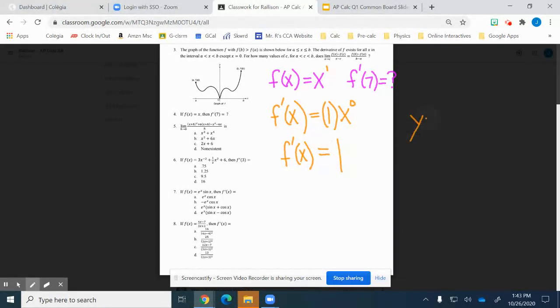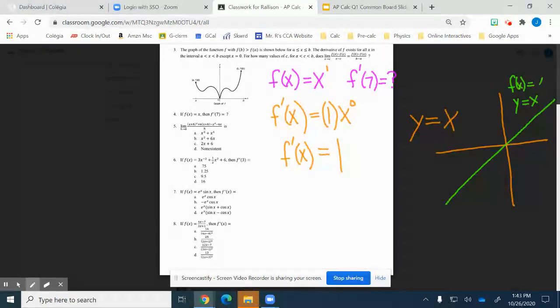Which makes sense, because the line defined by y equals x, what does that line look like? It's just this, right? That's y equals x right there. That's the same thing as saying f of x equals x. Either way, same thing.